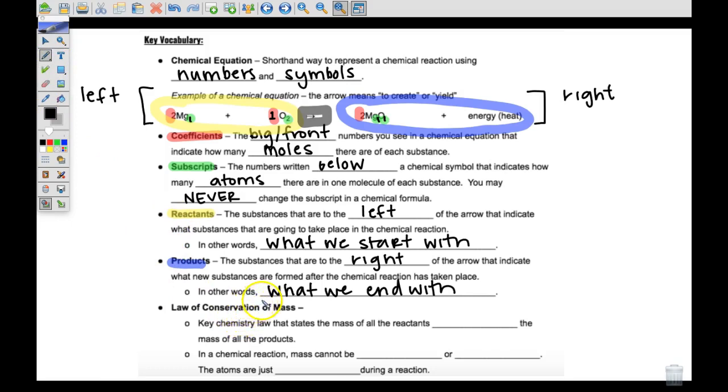That leads us to the law of conservation of mass. So the law of conservation of mass is a key chemistry law that states the mass of all the reactants will equal the mass of all the products. So in a chemical reaction, mass is not going to be created or destroyed. The atoms are just rearranged during a reaction.